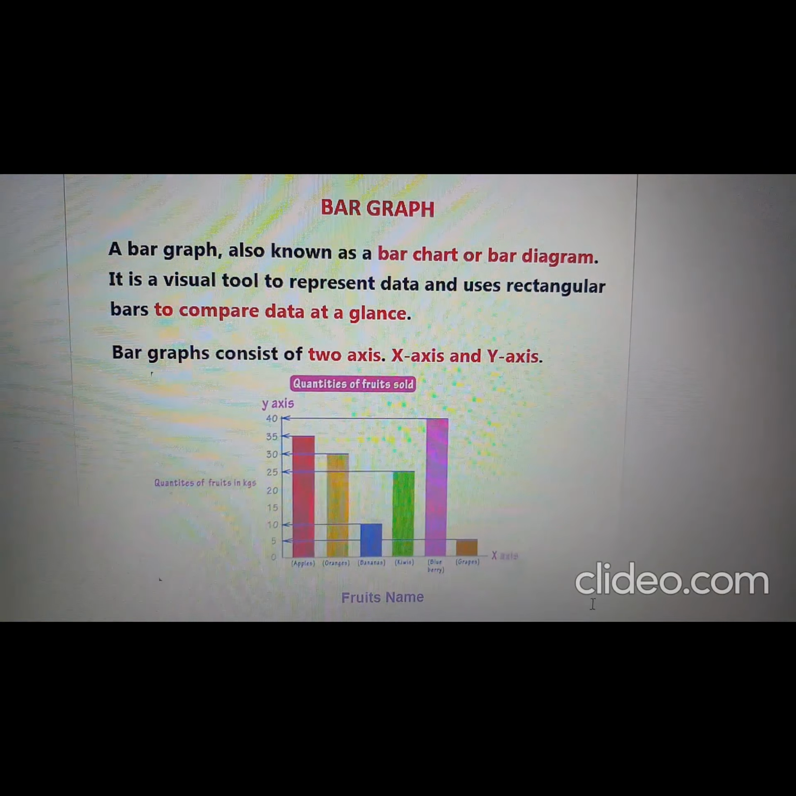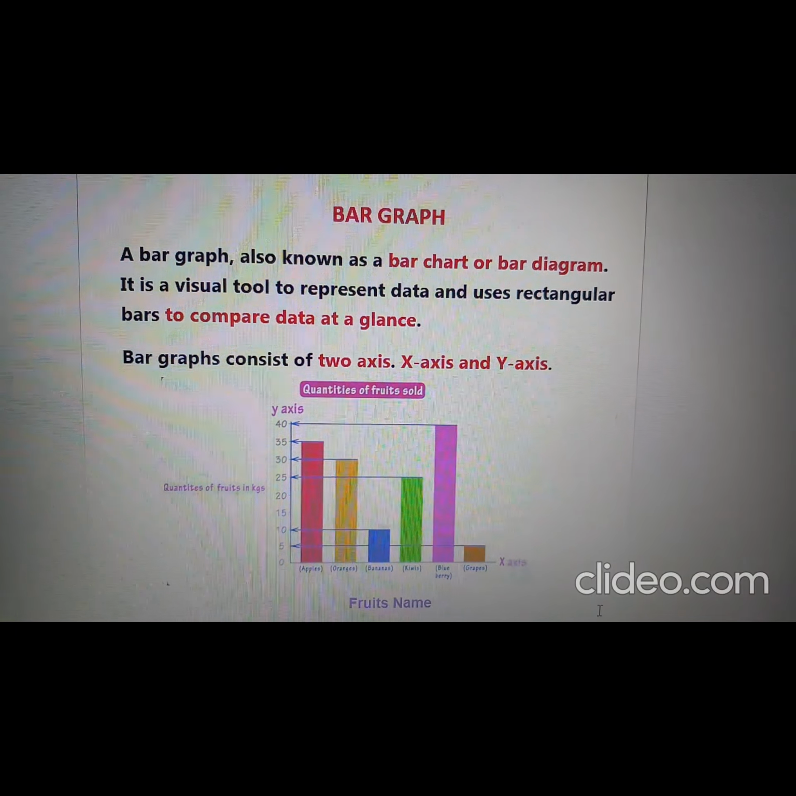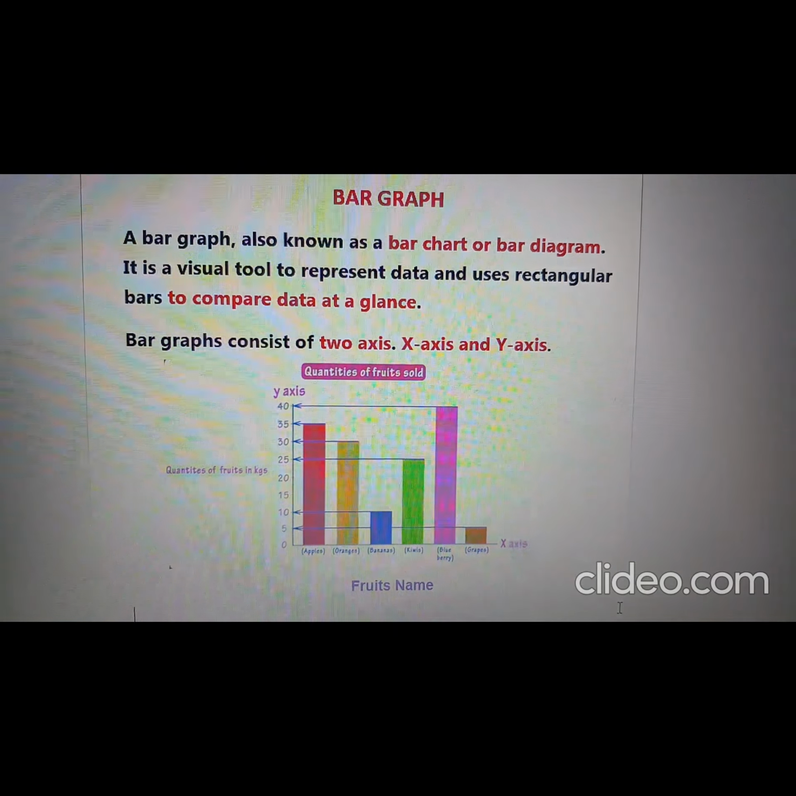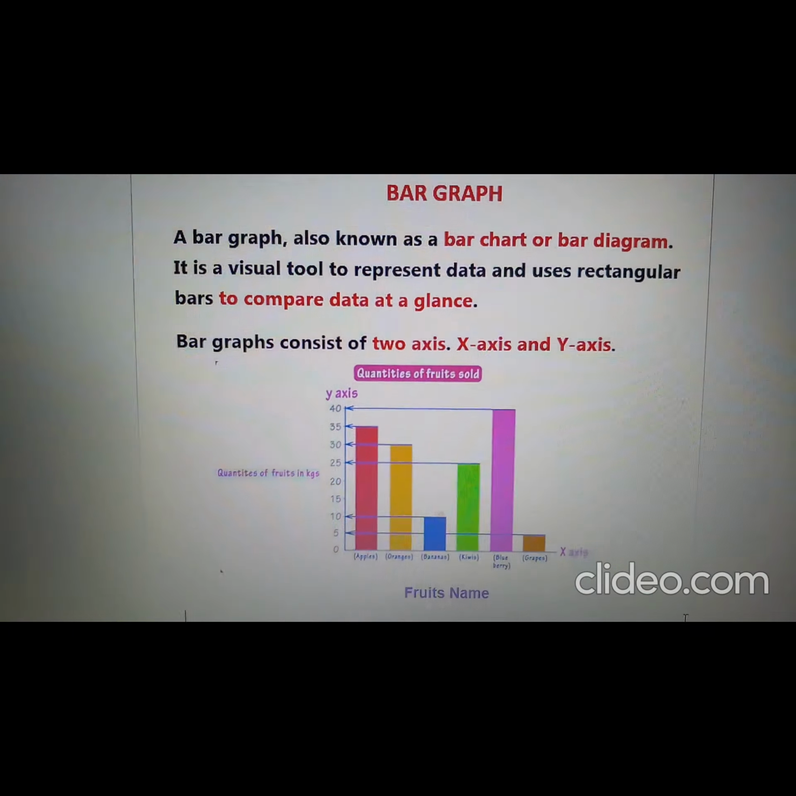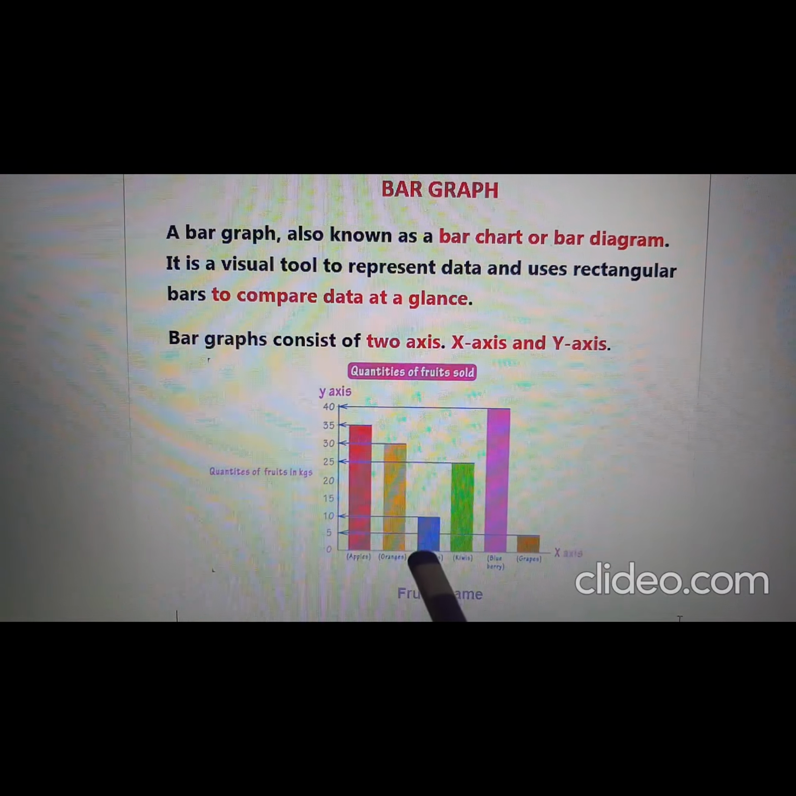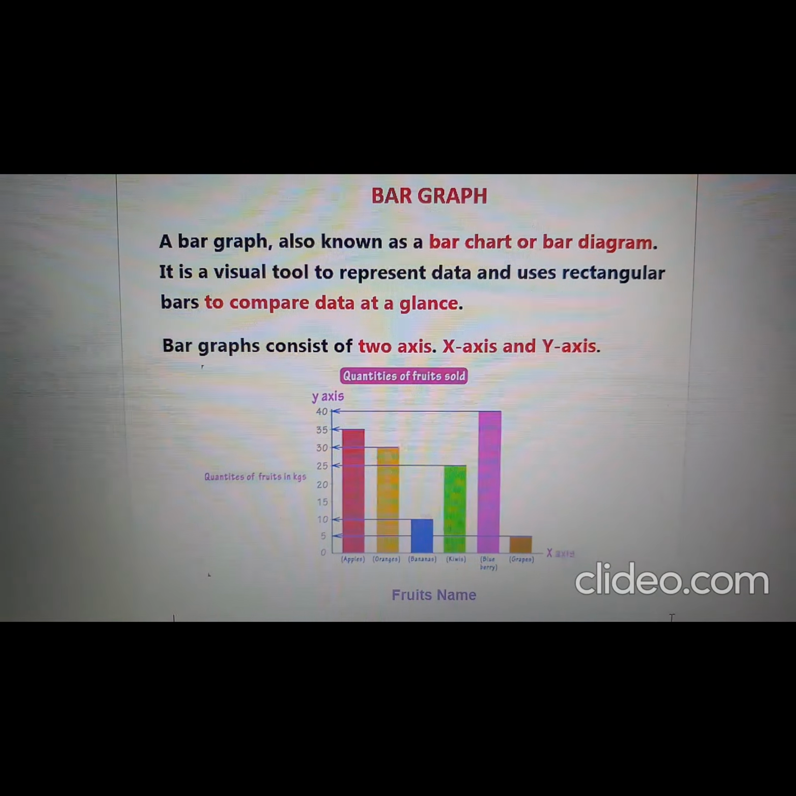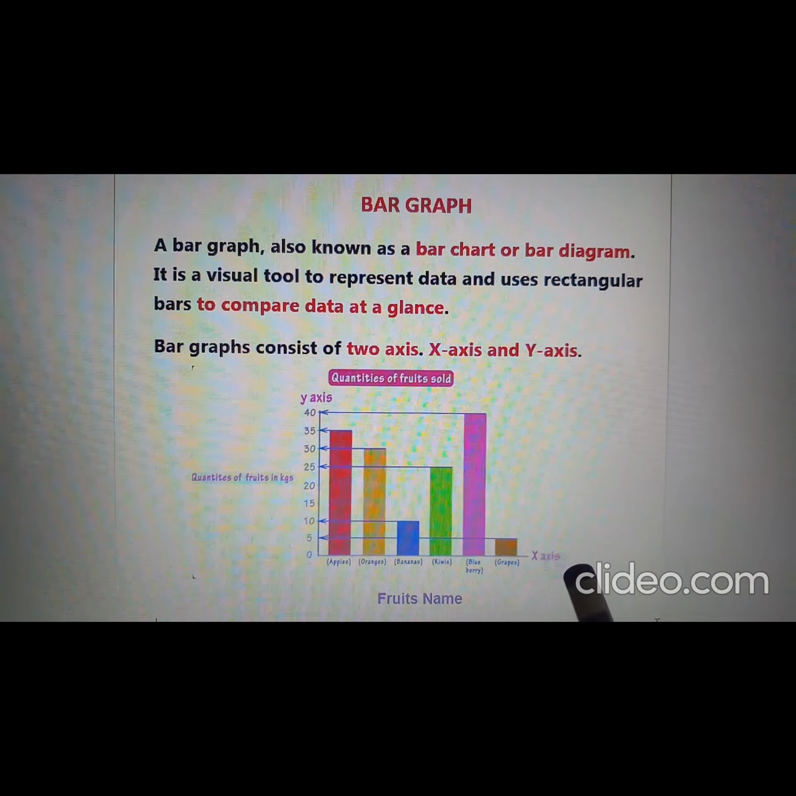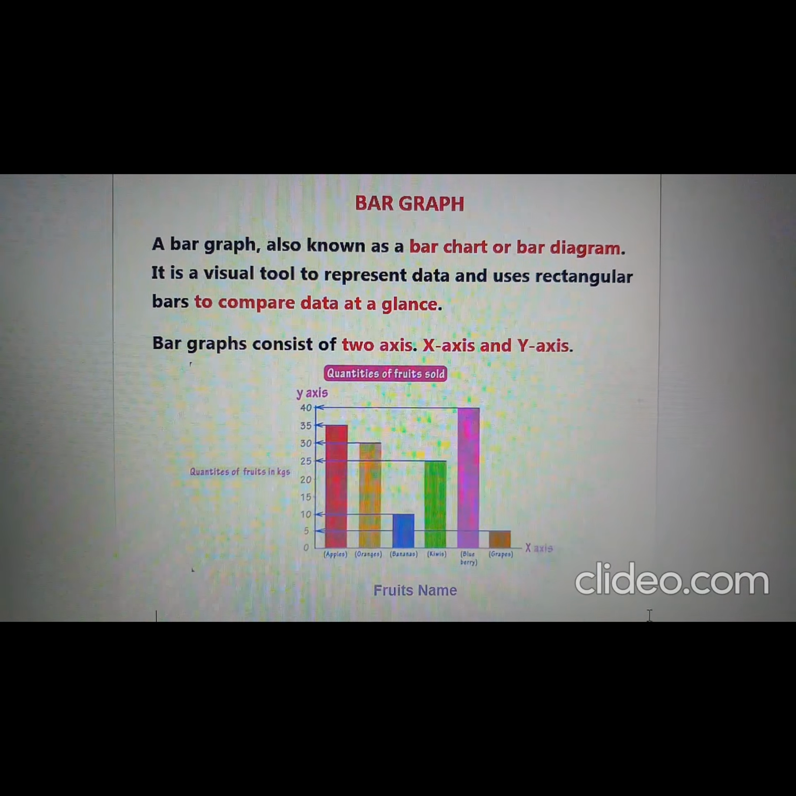Now we will study about bar graph. It is also known as bar chart or bar diagram. It is another method for representation of data. It uses rectangular bars to compare data at a glance. Bar graph consists of two axes, x-axis and y-axis.